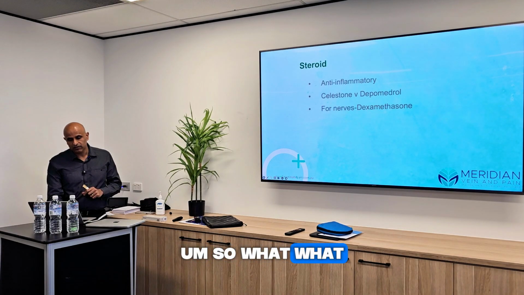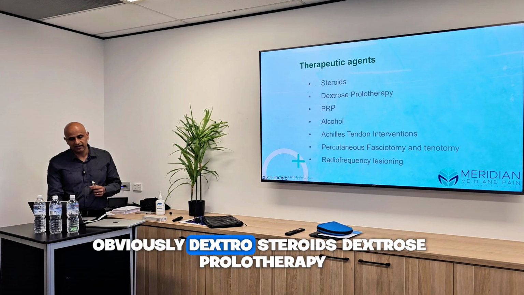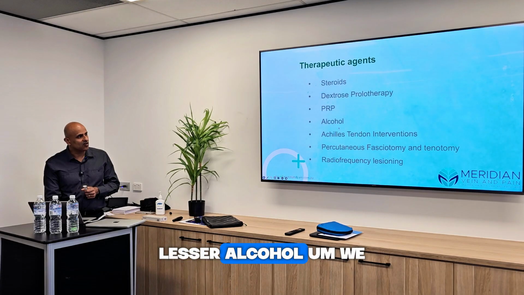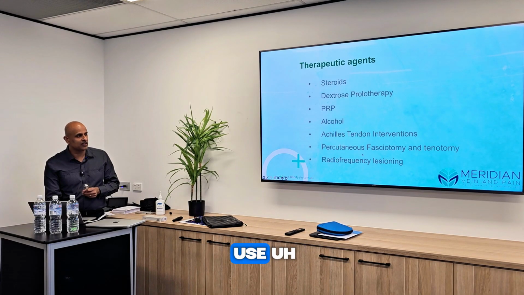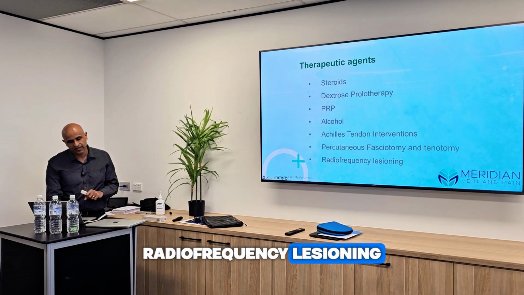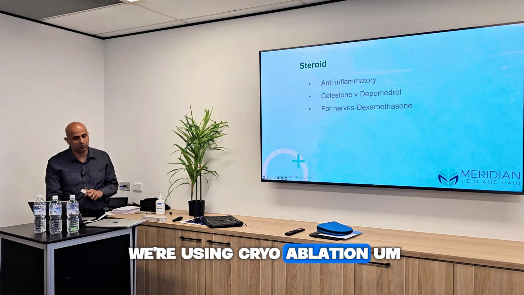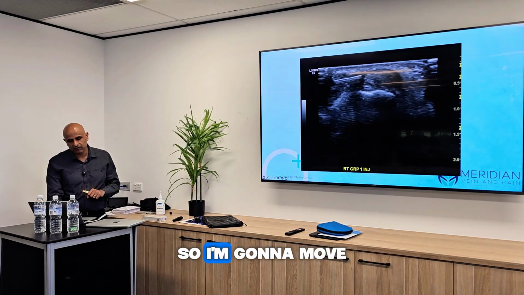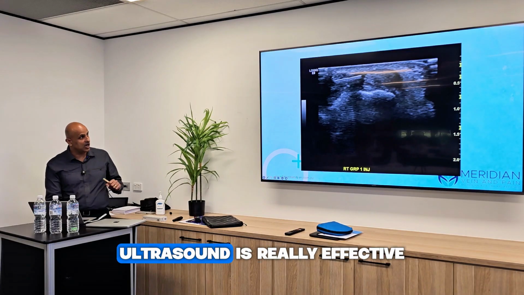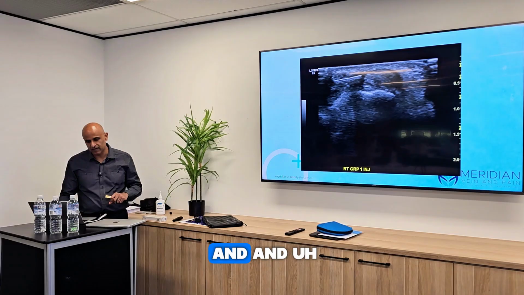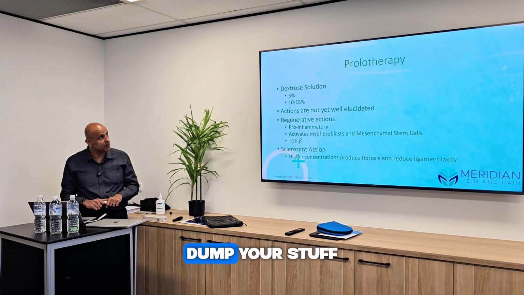So what substances do I use? Obviously steroids, dextrose prolotherapy, PRP, less so alcohol. We can use needles for fasciotomies and tenotomies, radiofrequency lesioning, and more we're using cryoablation. So we talked a little about steroids, so I'm going to move on. Ultrasound's really effective for actually seeing the needle go in there and dump your stuff.